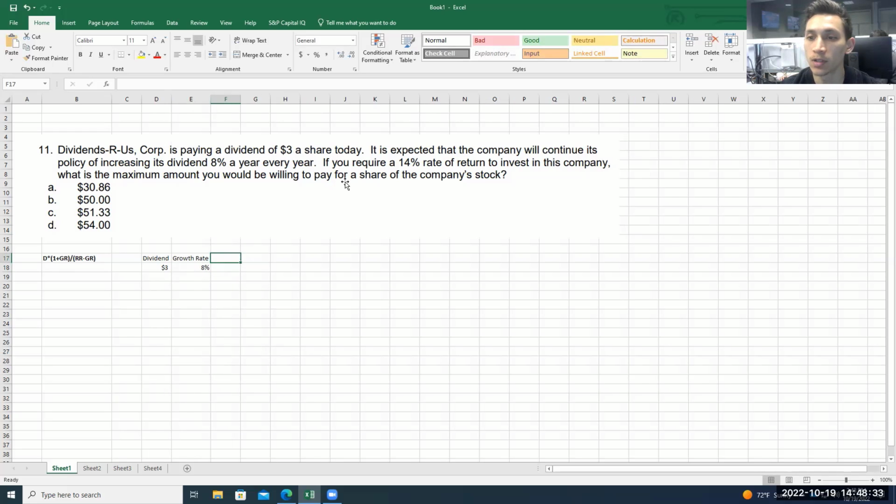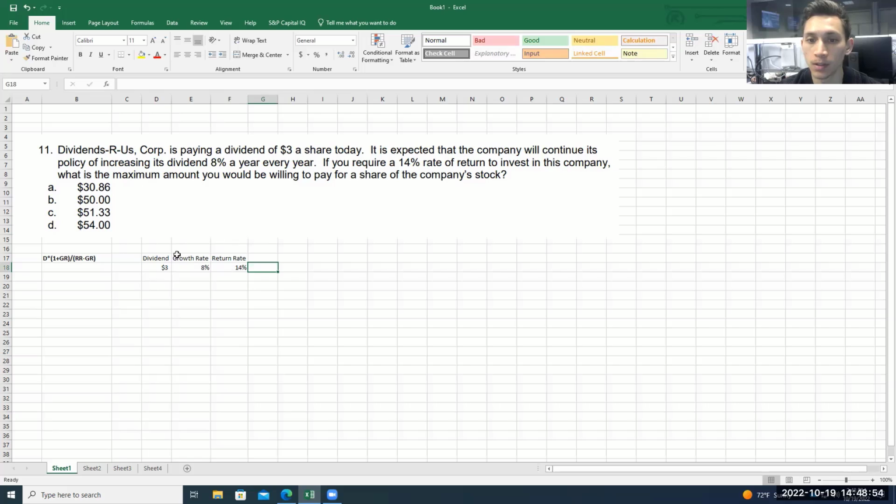It says if you require a 14% rate of return to invest in this company, that's going to be our rate of return right there. And this is everything we've been given. Now it's asking us what is the maximum amount we're going to pay for a share of stock. So I have the formula that we're going to use already, just kind of set out so we can see what I'm going to be plugging the numbers into.